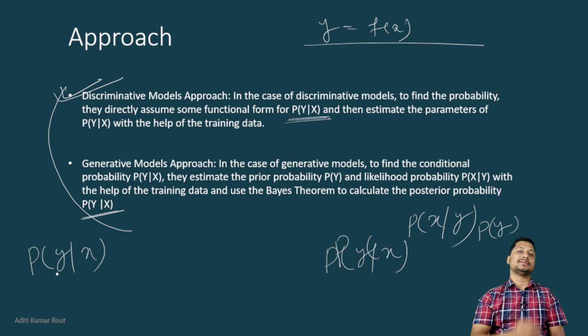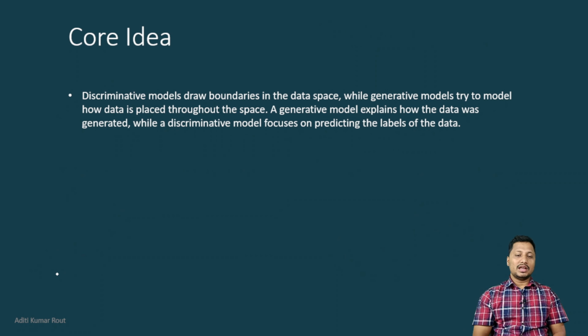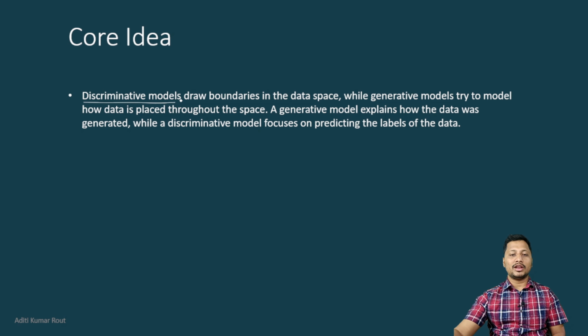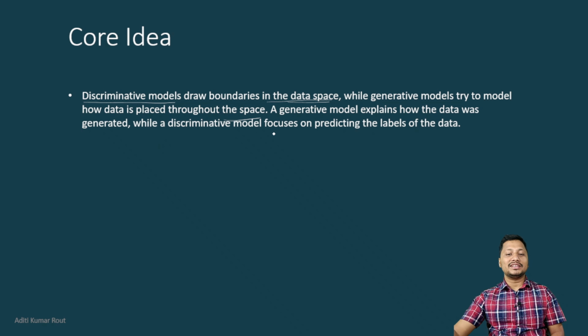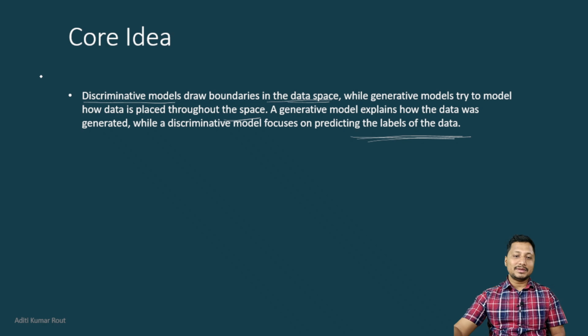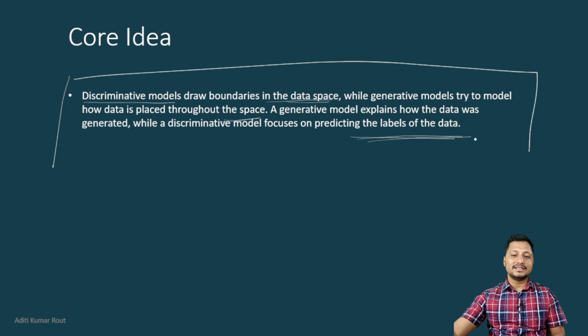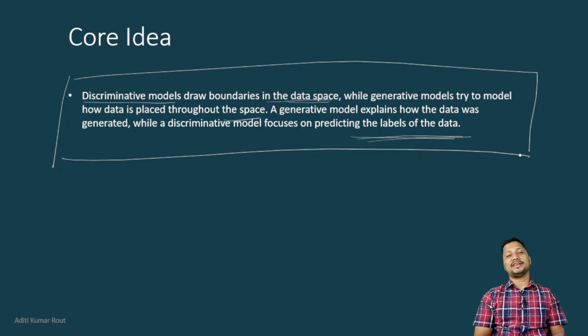This is the concept of a generative model, and how it is different from the discriminative model. The core idea is that a discriminative model draws boundaries in the data space, while generative models try to model how data is placed throughout the space. A generative model explains how the data was generated, while the discriminative model focuses on predicting the label of the output. These are the two concepts, the core idea behind these two models.